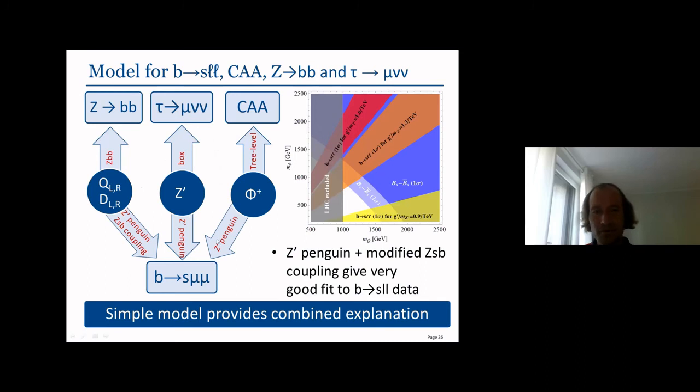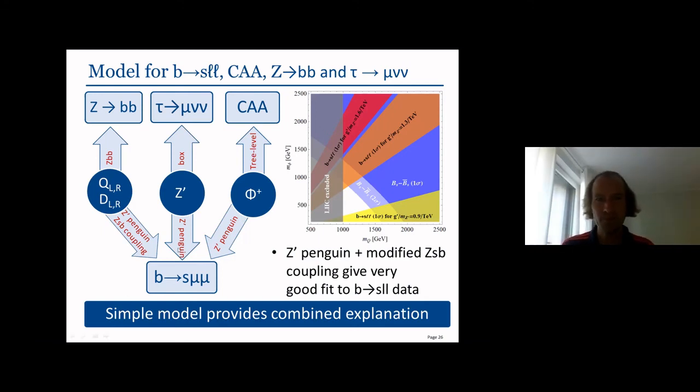And then this model has some quite nice interplay. So I have this pair of vector-like quarks, this new Z prime, and this singly charged scalar. The singly charged scalar together with the Z prime gives rise via the Z prime penguin to an effect in b to s l l. The mixing of the vector-like quarks with the standard model quarks gives you again Z prime penguin and the modified Z b s coupling. Then the vector-like quarks explain Z to b b-bar again via the mixing. The Z prime gives a box effect in tau to mu mu. In fact, it doesn't give a box effect in other leptonic decays. And the phi plus gives you a tree-level effect in the Cabibbo angle anomaly, and only there because of the L_mu minus L_tau charge assignment.